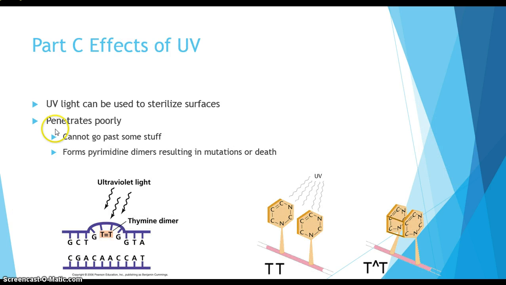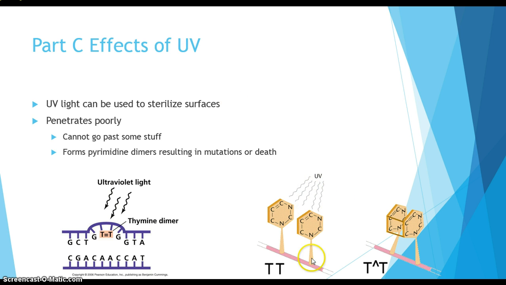Now, part C was the effects of UV radiation. So UV light can be used to sterilize surfaces. It doesn't really penetrate very well, so it can't really go through things, and we'll see that in our experiment. But the way that it sterilizes things is that it forms these things called pyrimidine dimers. In your lab manual it says thymine dimers because thymine is a type of pyrimidine, but pyrimidine dimers form because of this UV light.